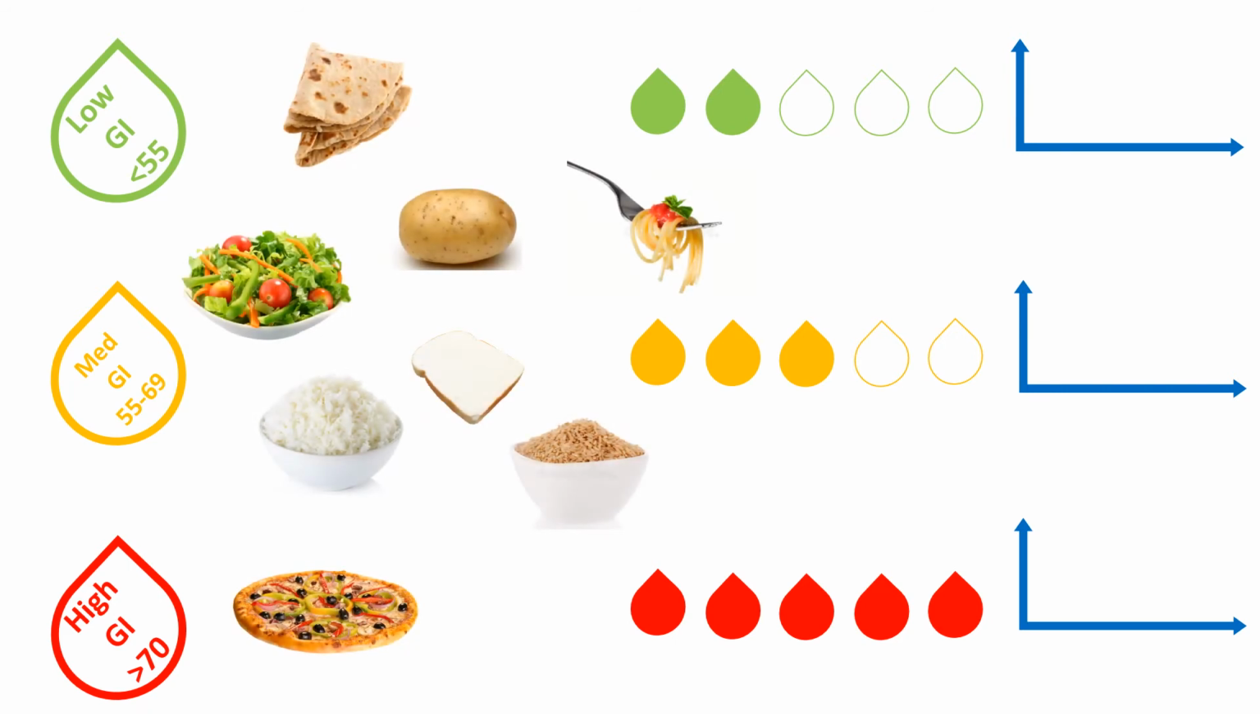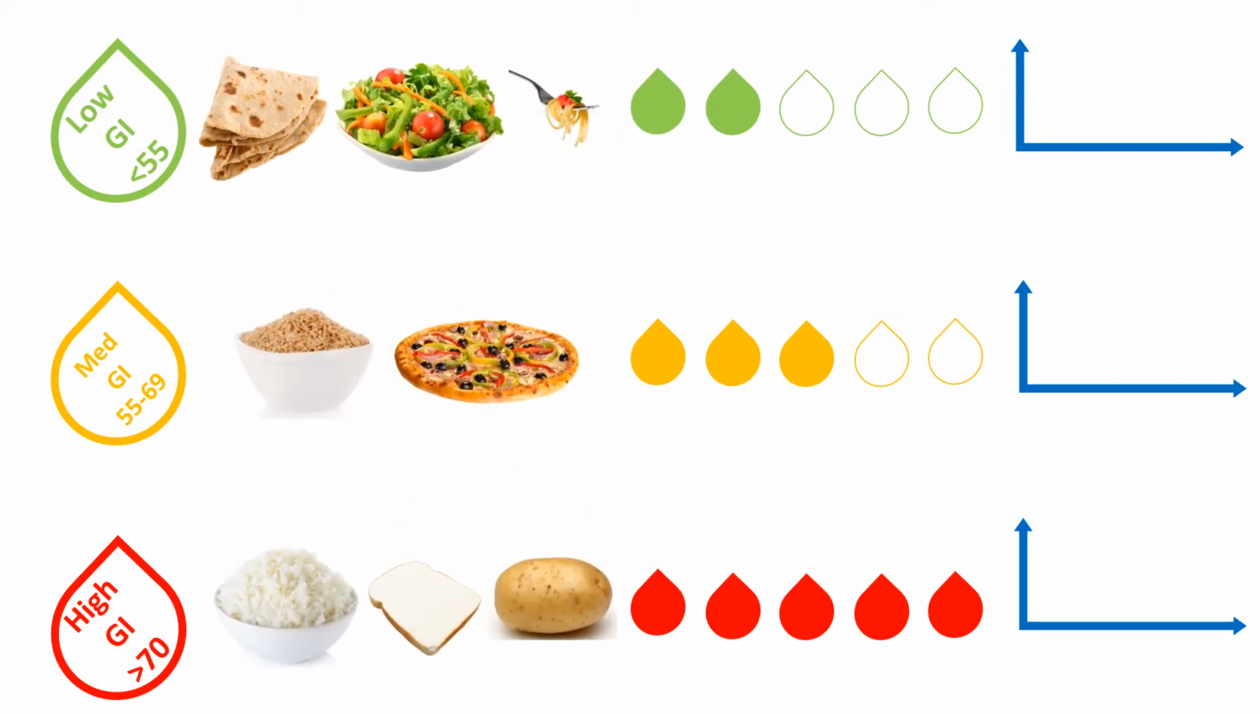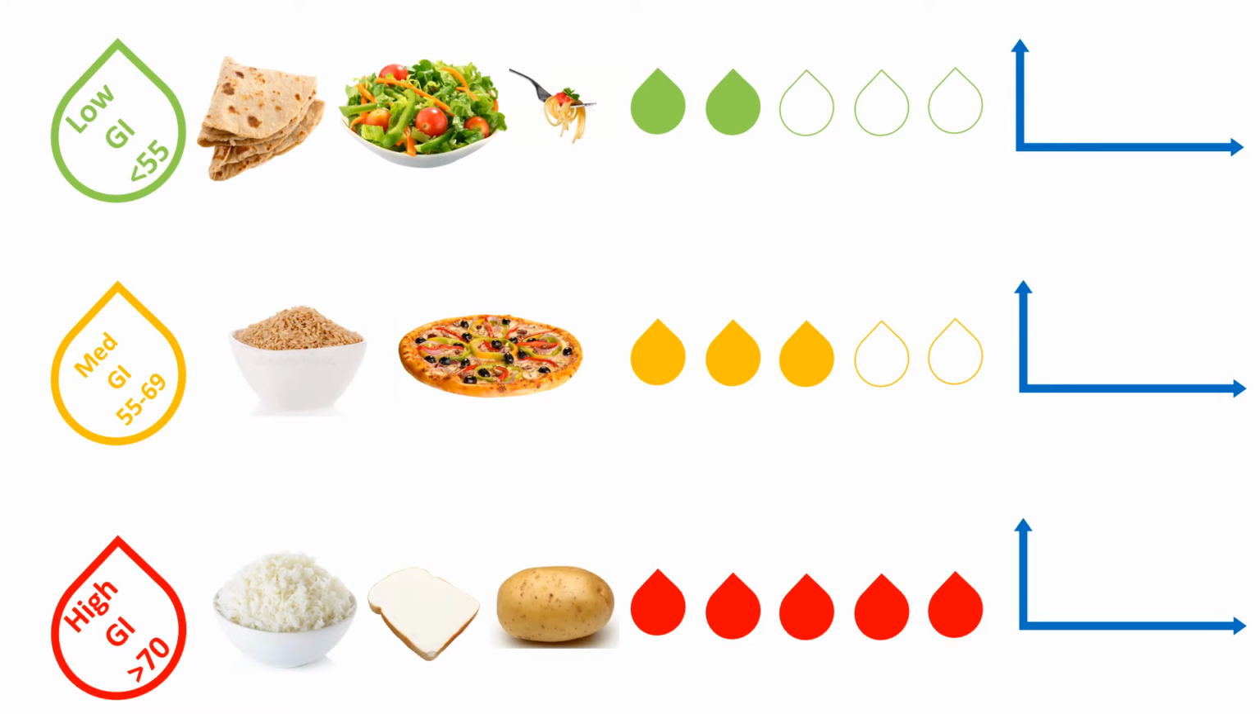Similarly, our common foods also have a variety of glycemic index. You would be surprised to see that a common food like chapati actually has low glycemic index. Similarly, white rice and white bread and potato are high glycemic index, while pizza has medium glycemic index. And their impact can be as you see on the graphs on the right side.